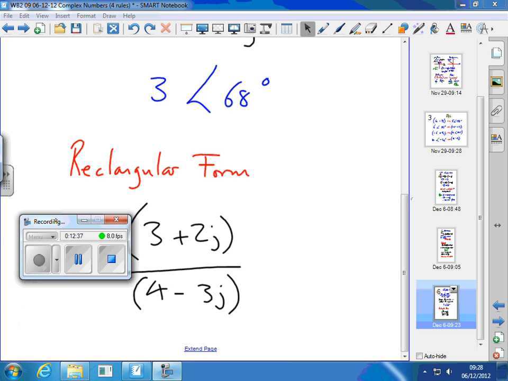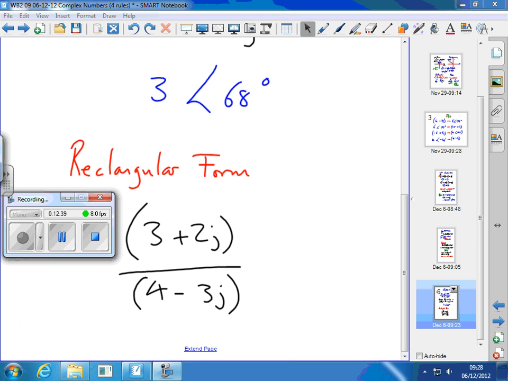Let's look at an example of dividing in rectangular form. We won't use the examples we had before because I want to keep the numbers straightforward, so let's just make one up. 3 plus 2j divided by 4 minus 3j.